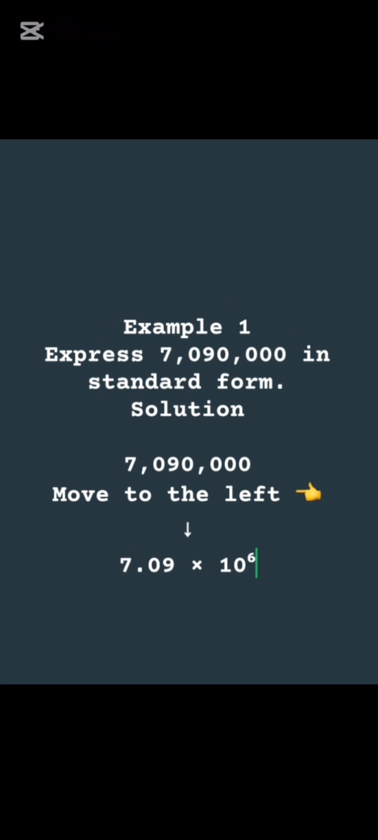Now, how many times have we moved to the left? 6 times. So what do we do? We express our number as 7.09 times 10 raised to the power 6. Look at it closely. The 6 there is positive. Now let's go to the next example.